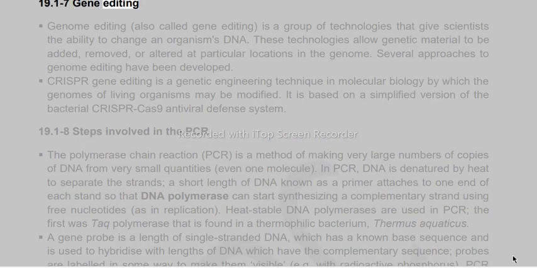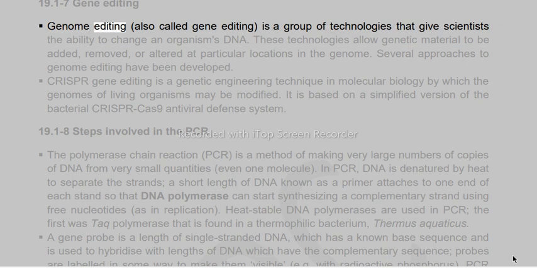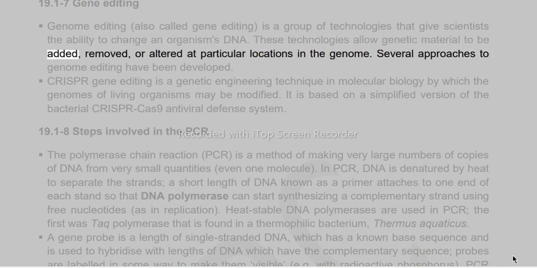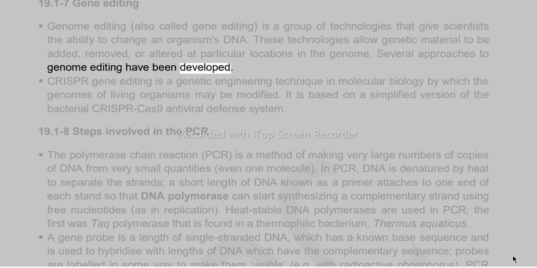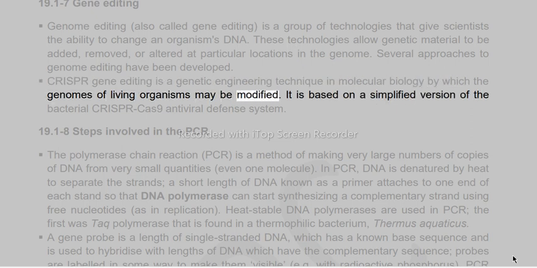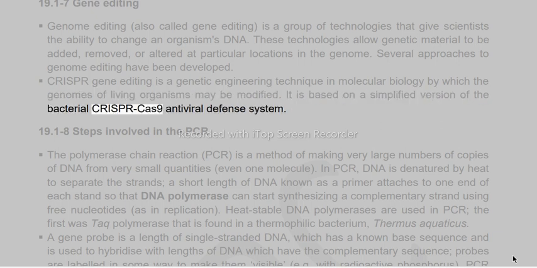19.1-7 Gene editing. Genome editing, also called gene editing, is a group of technologies that give scientists the ability to change an organism's DNA. These technologies allow genetic material to be added, removed, or altered at particular locations in the genome. Several approaches to genome editing have been developed. CRISPR gene editing is a genetic engineering technique in molecular biology by which the genomes of living organisms may be modified. It is based on a simplified version of the bacterial CRISPR-Cas9 antiviral defense system.